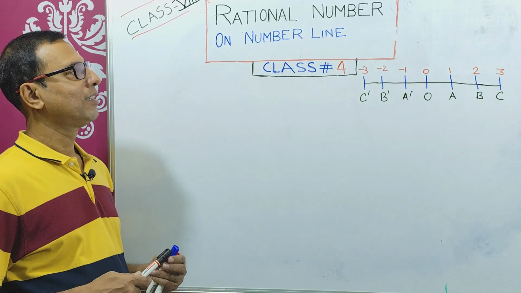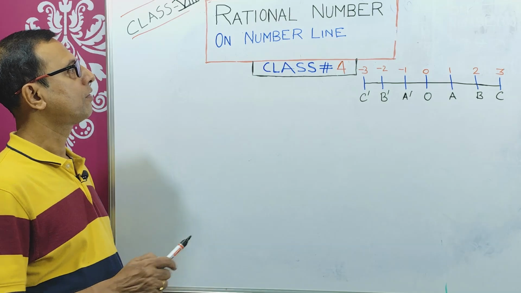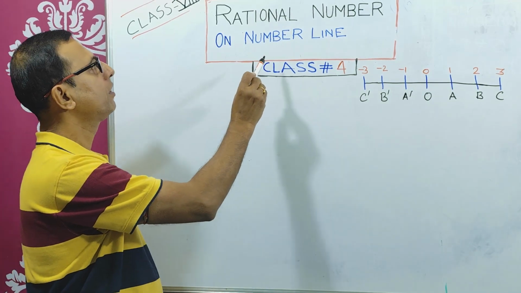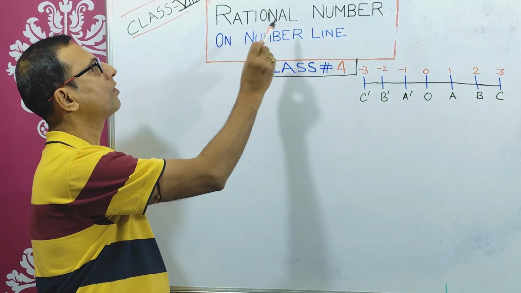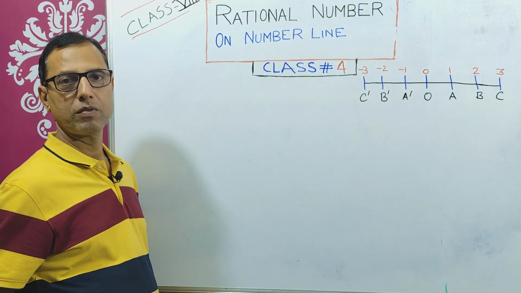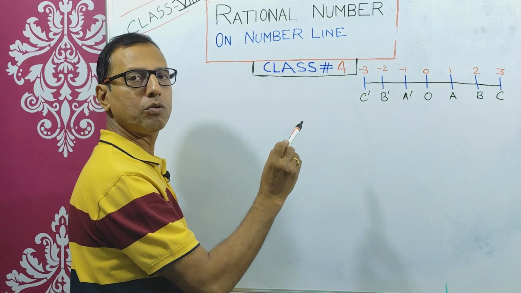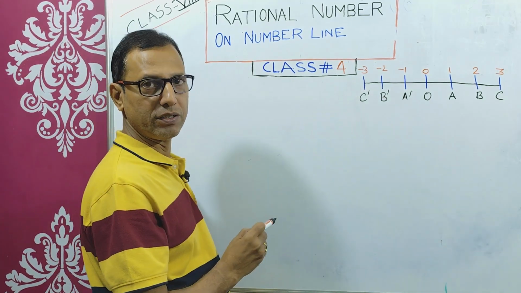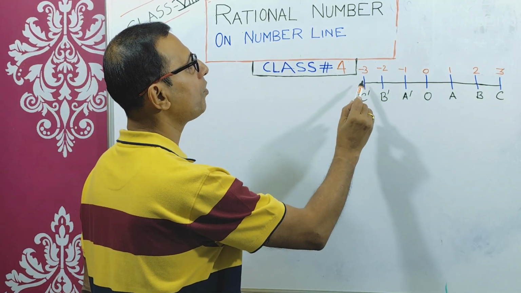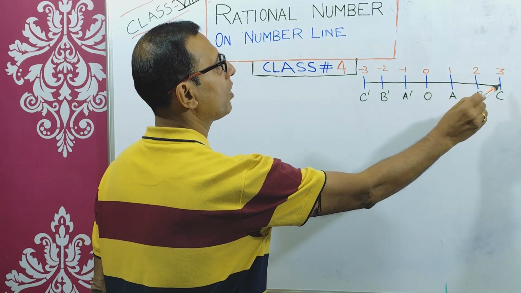Hello students. So this is our fourth class on rational numbers. What is our topic today? Our topic is how to put rational numbers on the number line, right? So what is a number line? A number line, you know already, has positive and negative integers, right? Now how can you put them on the number line?